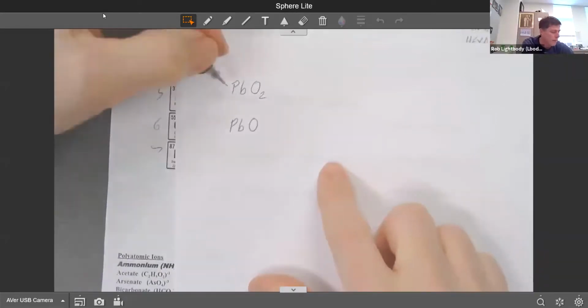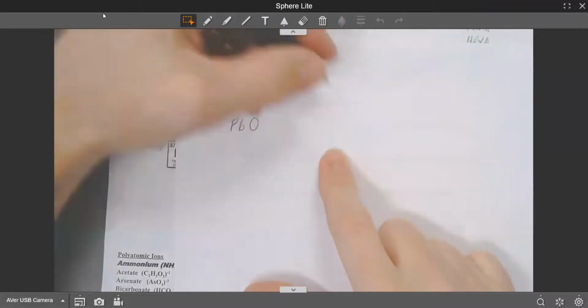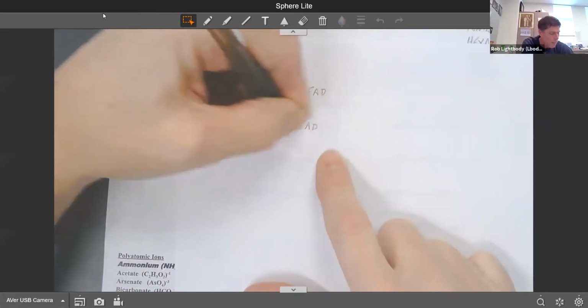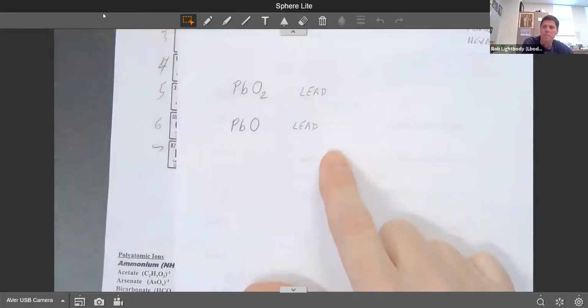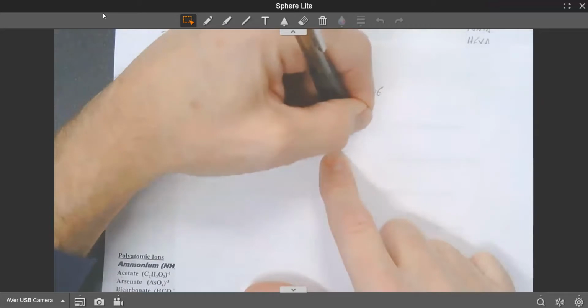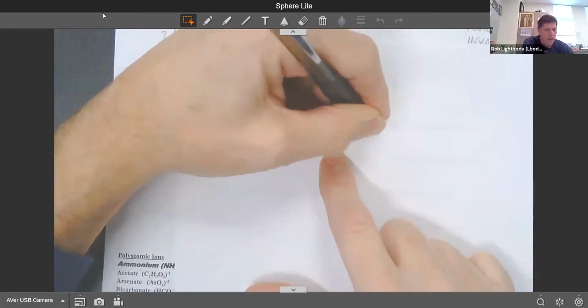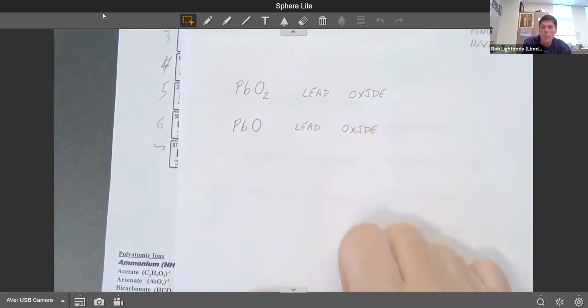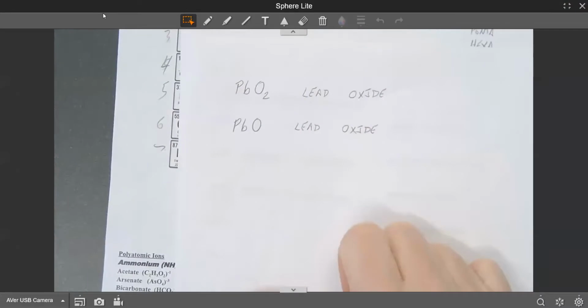Okay, great. So Pb is what? Lead. And you guys are going to get these memorized very quickly if you don't already have them done. So Pb is the same in both. O is oxide. So put those in. And we notice there's a slight issue. If I said, hey, go grab that bottle of lead oxide, would you know which one to get me? No, because right now they're carrying the same name.